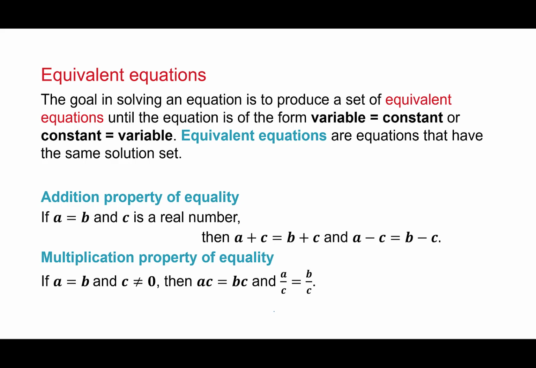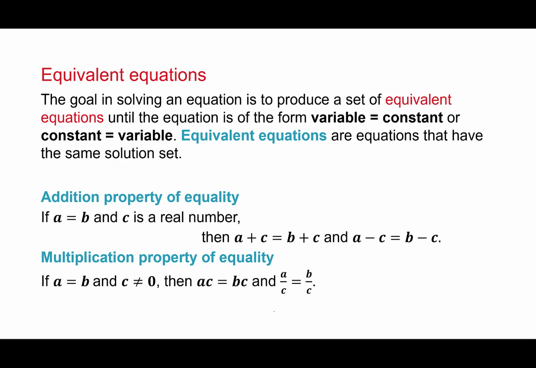An equivalent equation is an equation that has the same solution set. And there are two properties that we can apply to produce an equivalent equation. And that is the addition property of equality and the multiplication property of equality. These two properties basically say that what we do to one side of the equation, we have to do to the other.